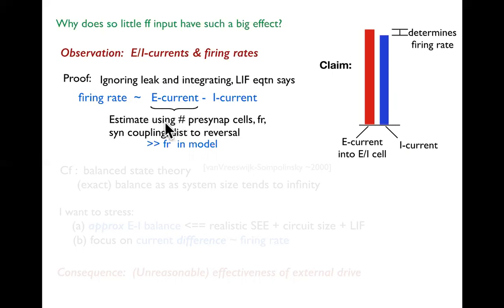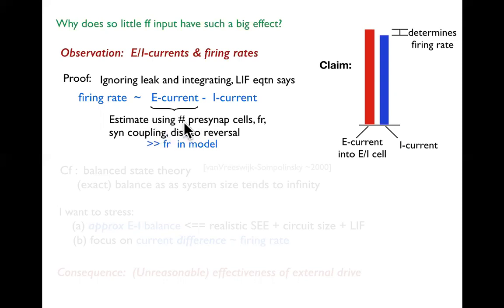Now the E current, you can estimate this. It is the number of presynaptic E cells, the E firing rate, the coupling weight, and the distance to reversal potential. So you can put these things together. In a reasonable circuit, meaning that you use reasonable coupling, the distance to reversal potential is more or less fixed. If you use reasonable numbers for coupling, ours are guided by data.